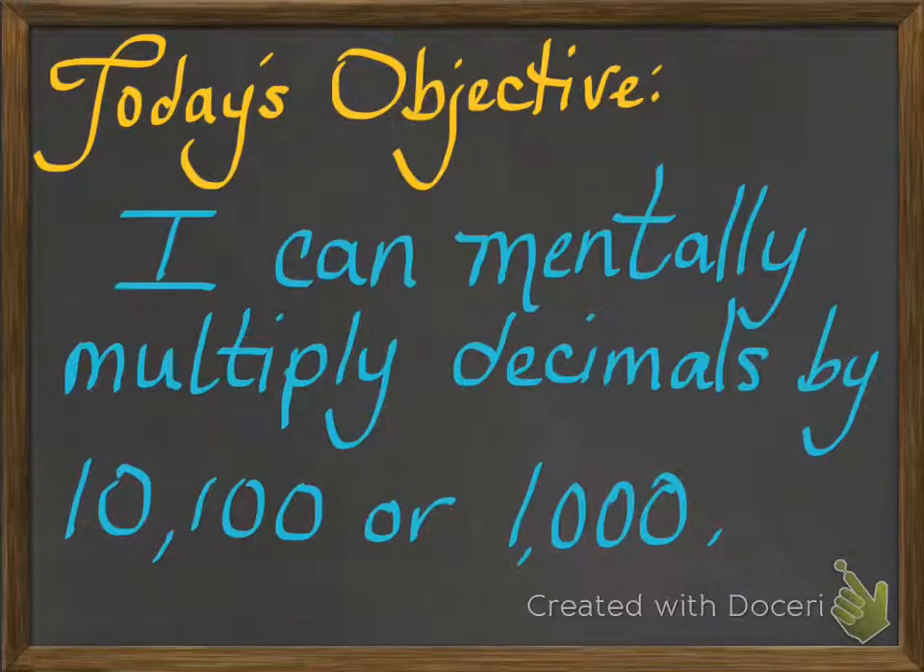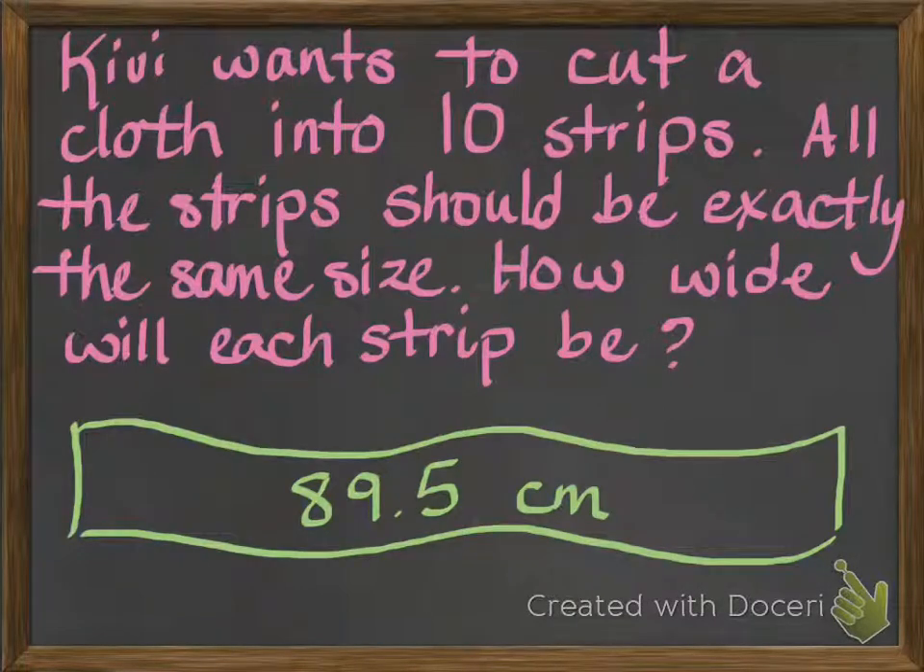Today's objective: I can mentally multiply decimals by 10, 100, or 1,000. So here is our practice problem. Kiwi wants to cut a cloth into 10 strips. All the strips should be exactly the same size. How wide will each strip be?